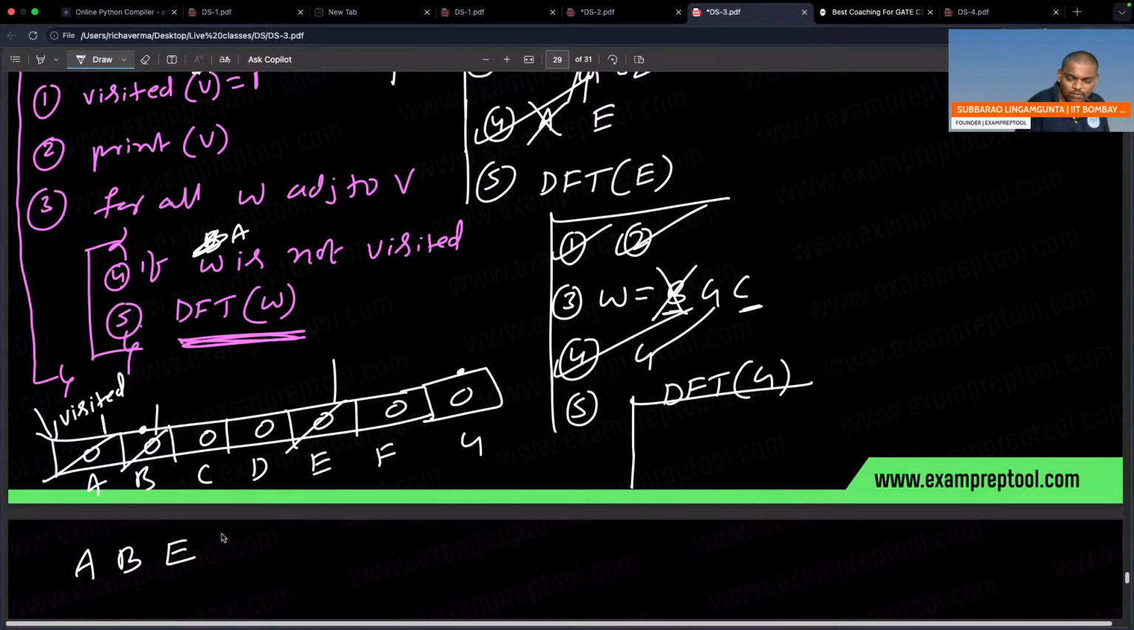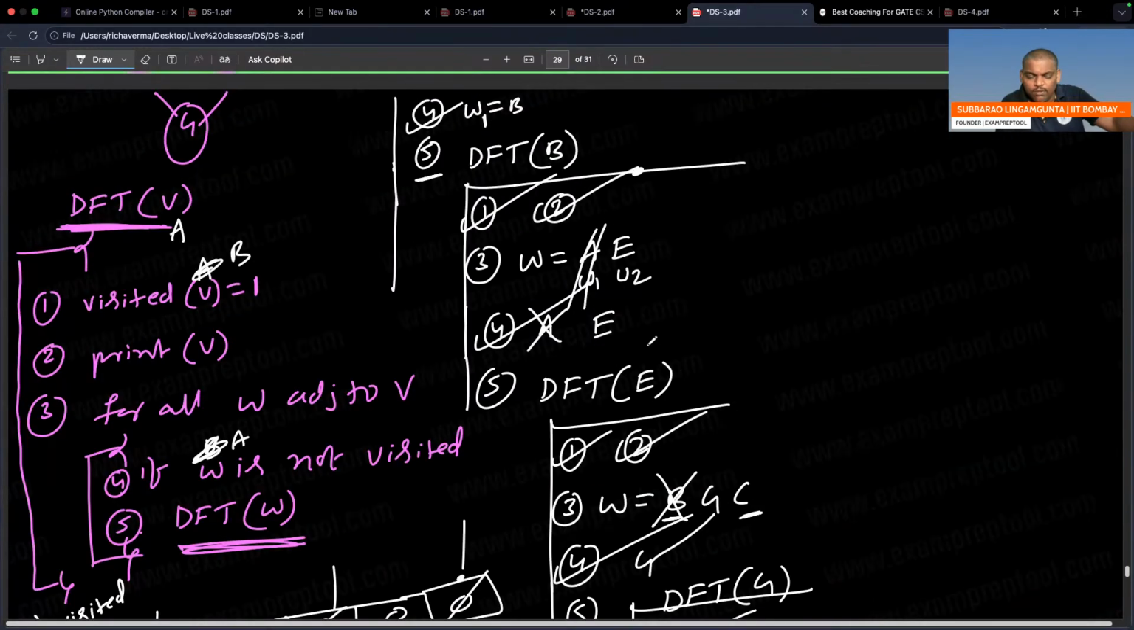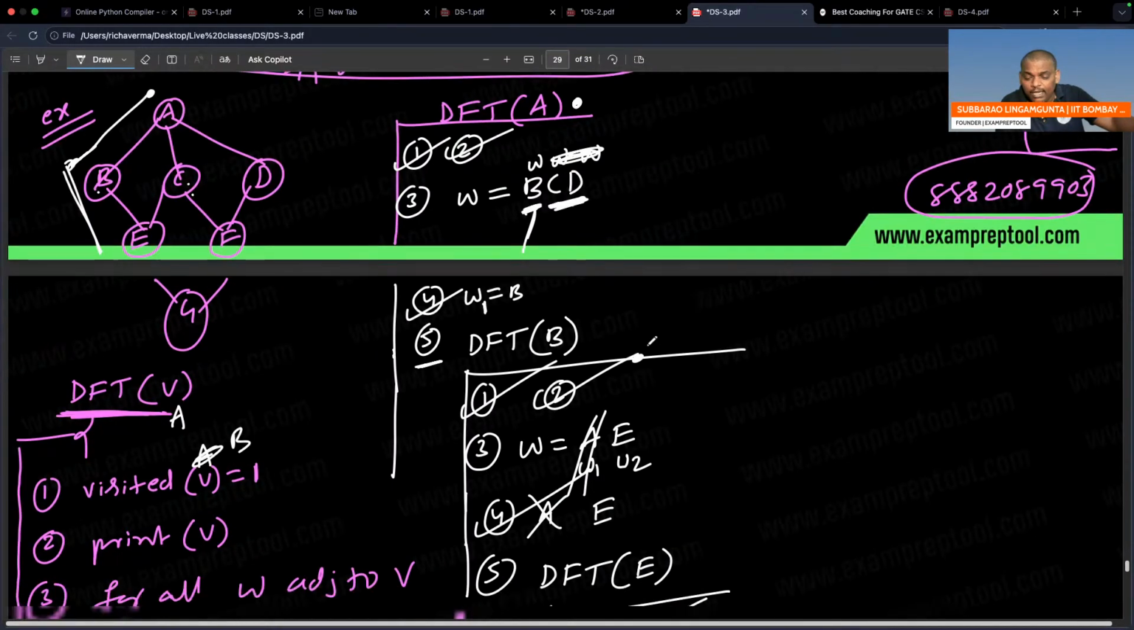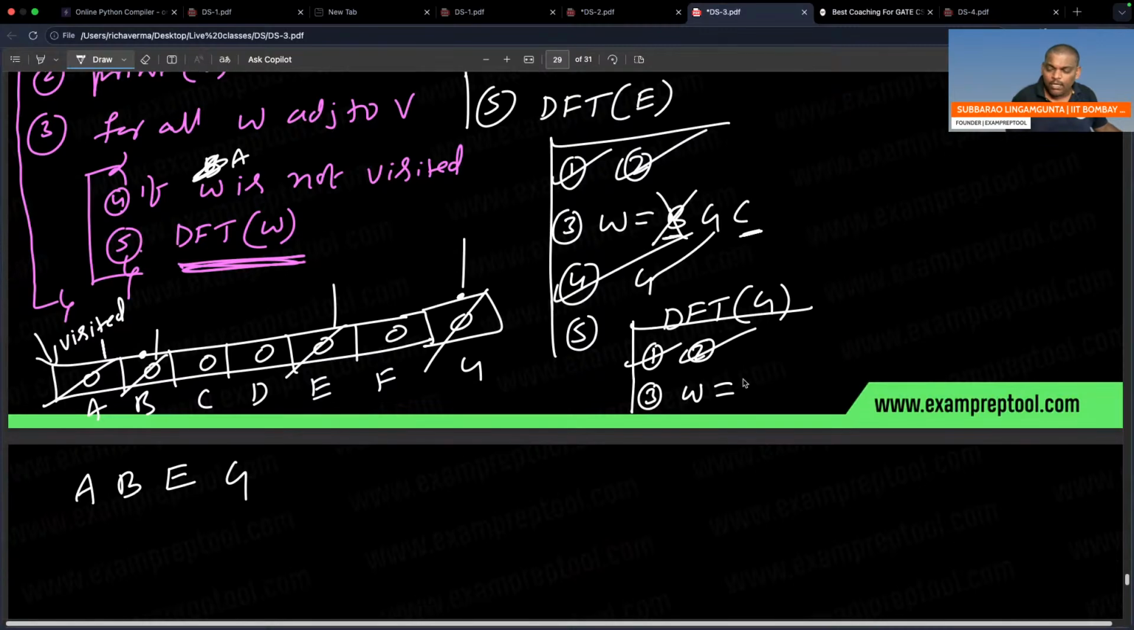So first G first step. Visited of G is equal to 1. Second step, print it. Printed. Third step, as usual, third step. For all W adjacent to G, can you go to the graph and check? Adjacent to G is E and F. E already visited. If you want, you can check. E already visited. So F only. Let's see the F. Fourth line. F not visited? Yes, not visited. Then call recursion.